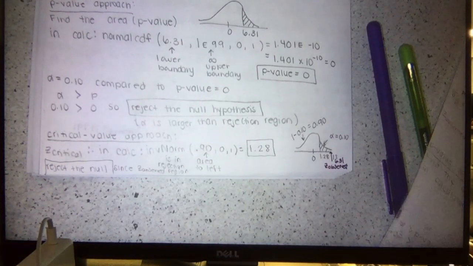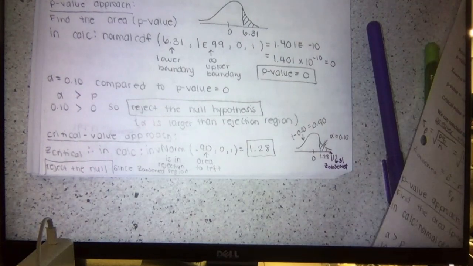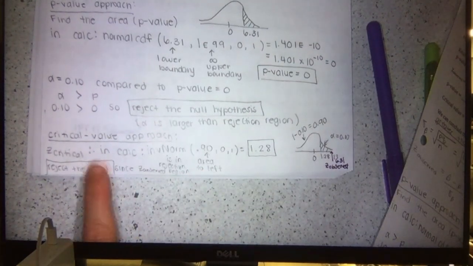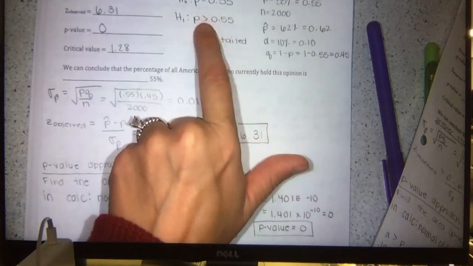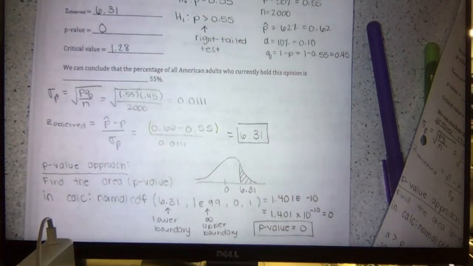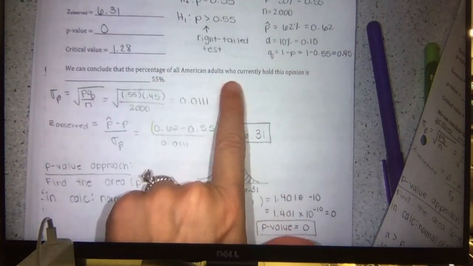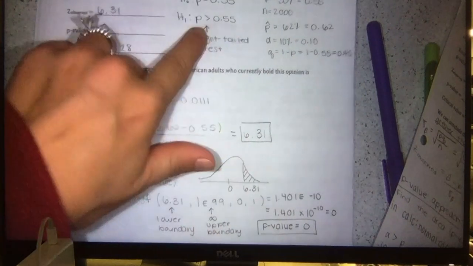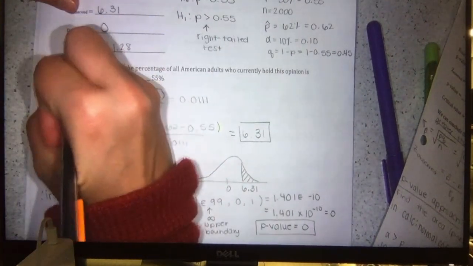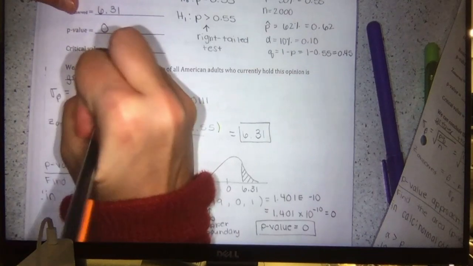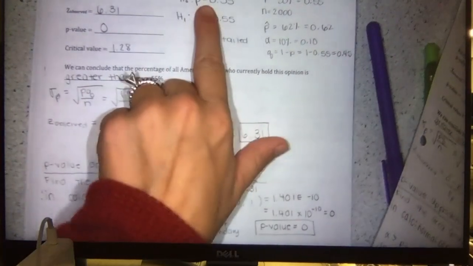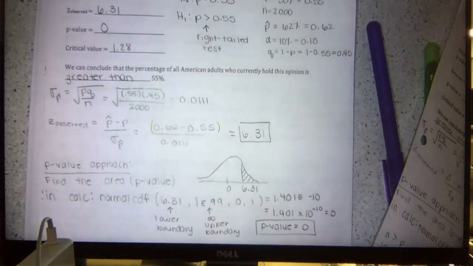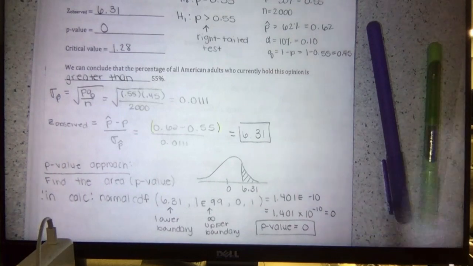By the way, before we go there, because we rejected the null hypothesis, we said that it's not equal to 0.55. That means we accepted the alternative hypothesis, so we can conclude that the percentage of all adult Americans who currently hold this opinion is greater than 55%. We rejected the null hypothesis, so that means we have to accept the alternative. So it's greater than. Questions on this one before we go to the next one?